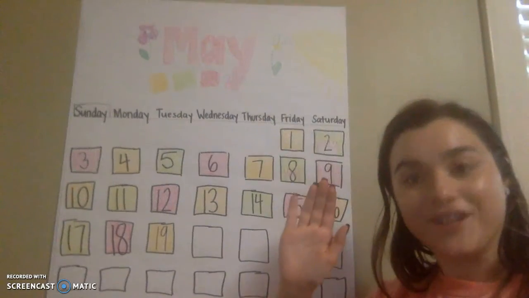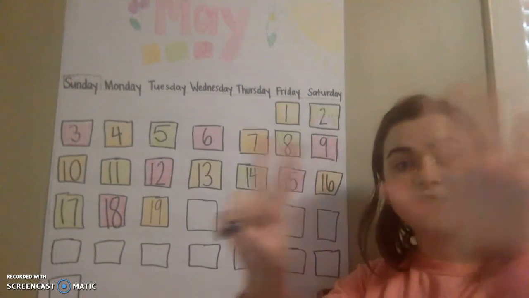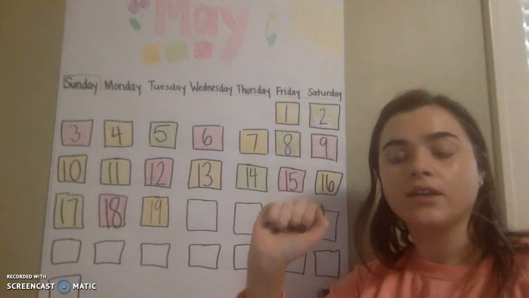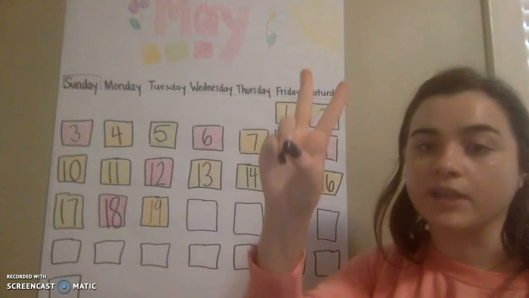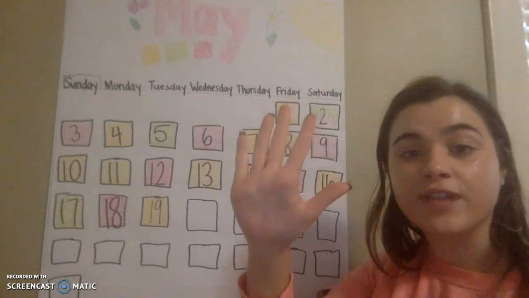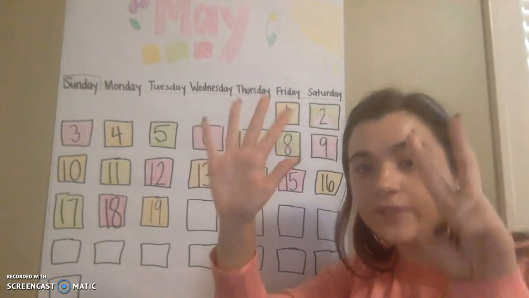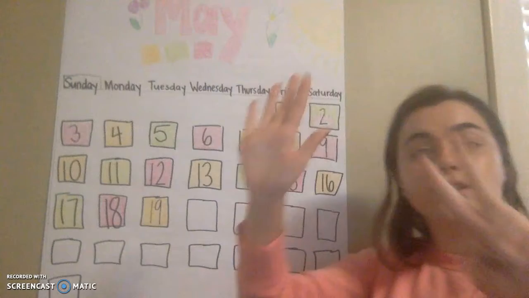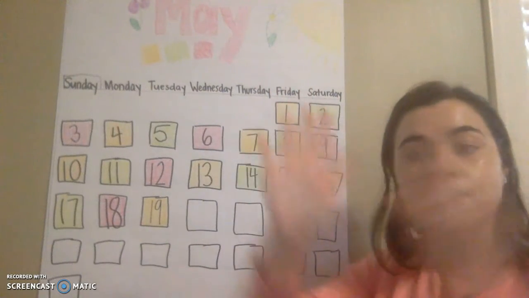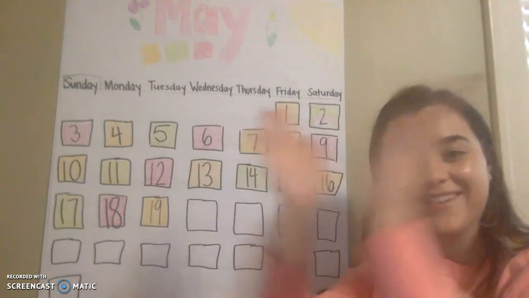Let's say our date. Are you ready? Oh, let's go over our 7 days of the week. Remember, there's 7 days in the week. There's Sunday and there's Monday. There's Tuesday and there's Wednesday. There's Thursday and there's Friday. And then there's Saturday. Days of the week.